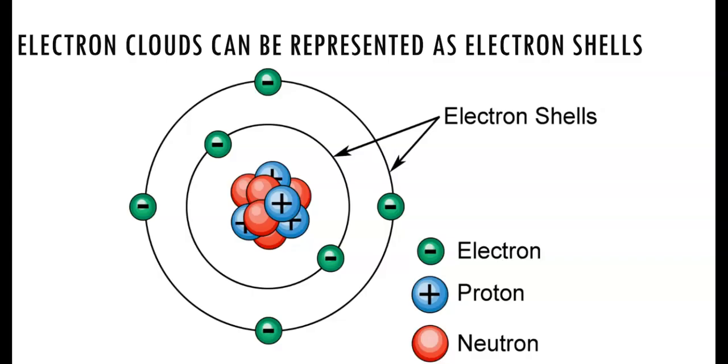Electrons are often shown in a fixed orbit around the nucleus, like in this image here, but they are constantly moving or orbiting around the nucleus.